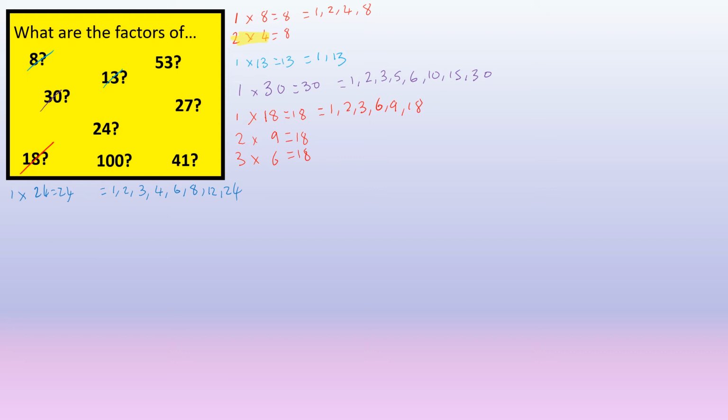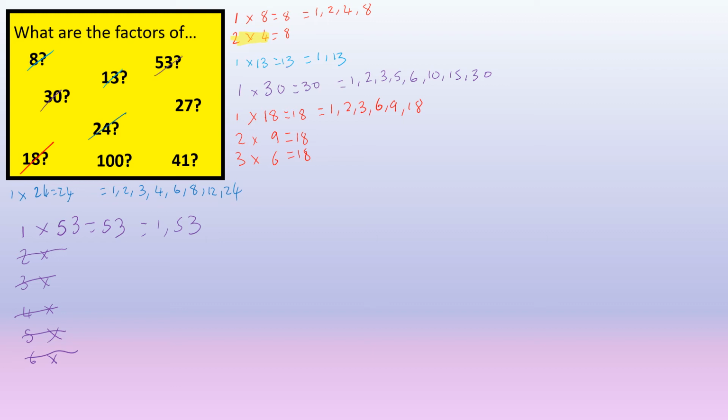Okay, next one we're going to look at is 53. So let's write our multiplication down again. Let's go as far as 6, shall we? So we can do 1 times 53. Can't times anything by 2, or 3, or 4, or 5, or 6. And actually, if I keep going, I'm going to find that similar to the 13, the only factors for 53 are 1 and 53.